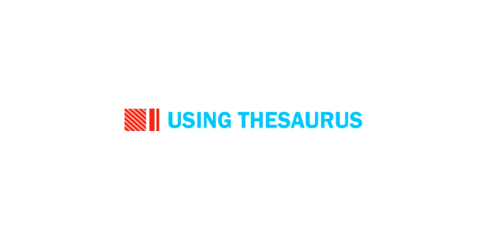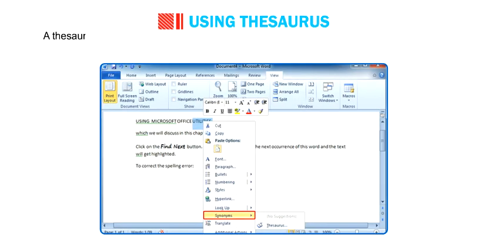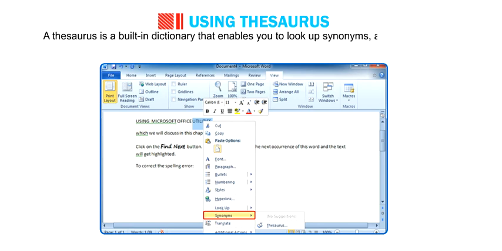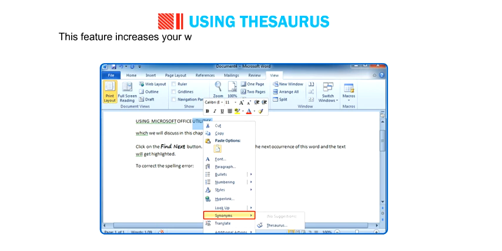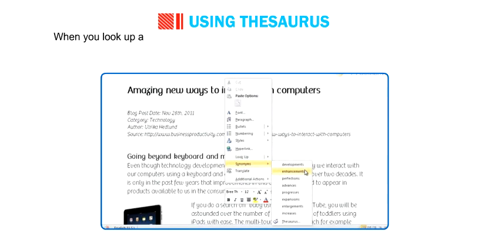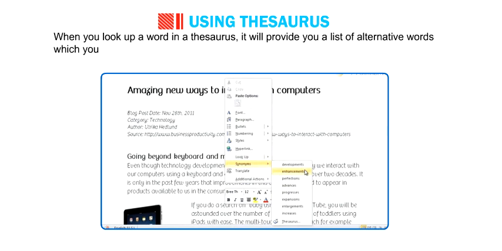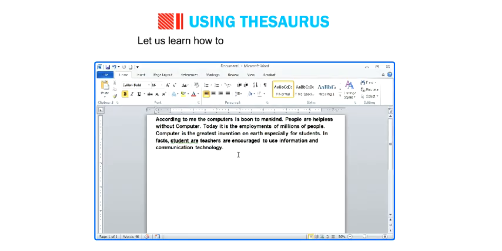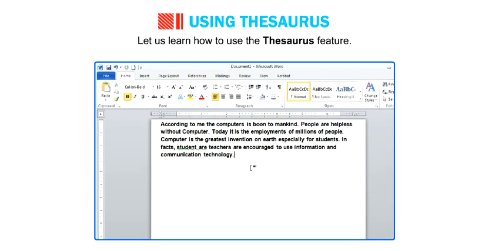Let us now talk about Thesaurus. A thesaurus is a built-in dictionary that enables you to look up synonyms, antonyms, word substitutes, and alternative spellings. This feature increases your writing abilities and vocabulary and helps you to better understand the text. When you look up a word in a thesaurus, it will provide you a list of alternative words which you can use in place of an existing word. Let us learn how to use the thesaurus feature.